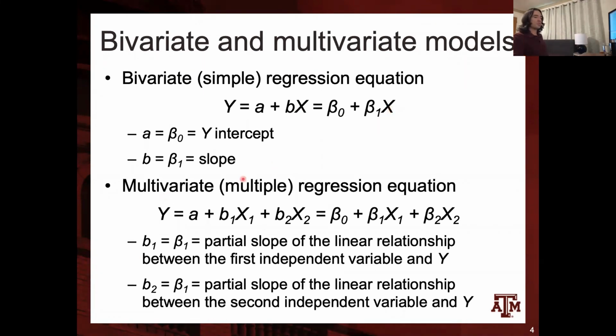And the multivariate regression equation has pretty much similar notation, but now we can add more variables. This example here has only two variables. And the slopes, we call them partial slopes. So for example, beta 1 is the partial slope of the linear relationship between the first independent variable, x1, and y. Beta 2 is the partial slope of the linear relationship between the second independent variable, x2, and y, okay?